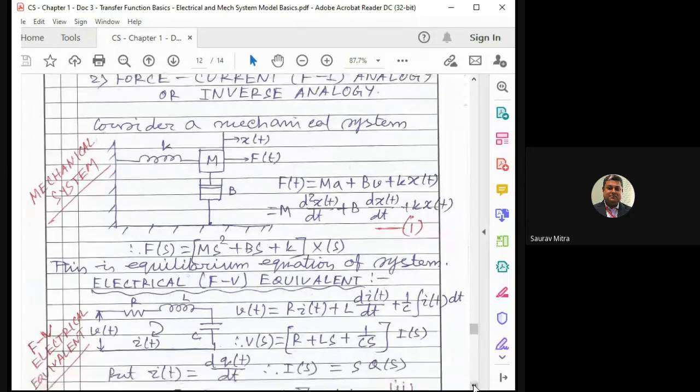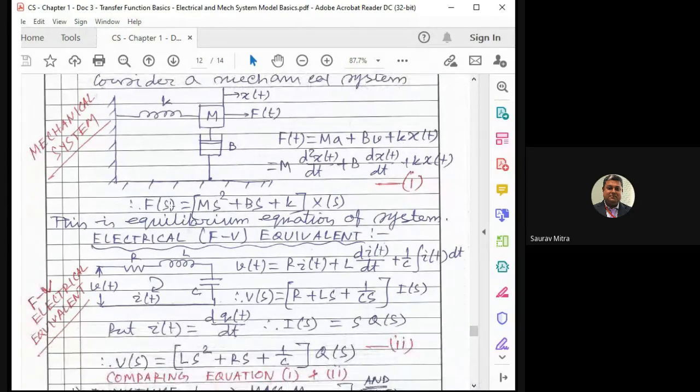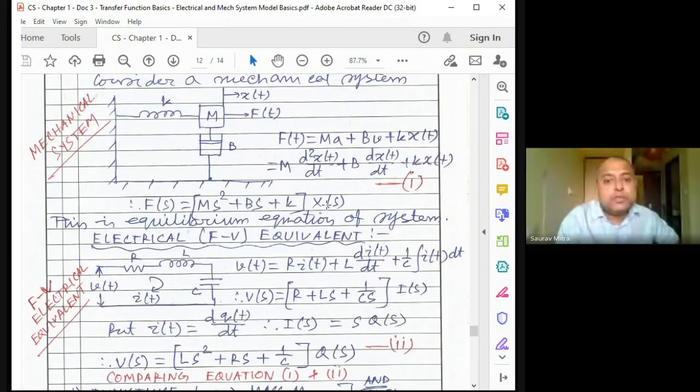So is this equation understood? Whatever is given here, F(s) is the force given in the Laplace domain. Previously it was small f(t), now it is capital F(s), equal to ms square plus bs plus k into X(s). So what is the transfer function now? Transfer function will be output upon input. Output is displacement, input is force, so this will be X(s) by F(s), which is equal to 1 upon ms square plus bs plus k. That is the transfer function of the mechanical system.